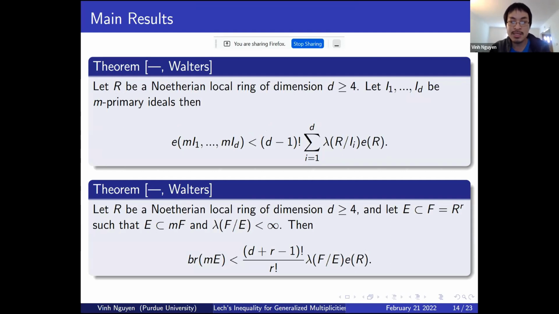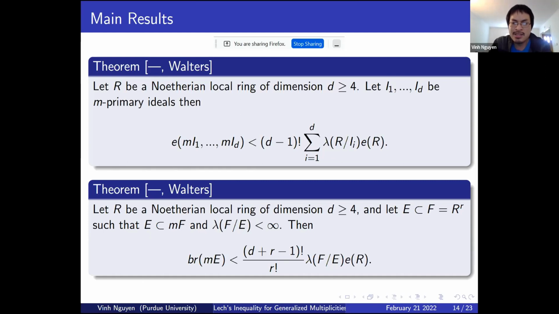So for the mixed multiplicity, we recover it when all of the ideals are the same. So when I1 equals I2 equals up to ID, then on the right-hand side we get the sum of the colengths of these ideals, which are all the same. And so we have d many, and so we have d factorial on the right-hand side. So yeah, (d minus 1) factorial times d, so we get d factorial on the right-hand side. Then for the Buchsbaum-Rim multiplicity, we recover the original inequality by setting little r equal to 1.